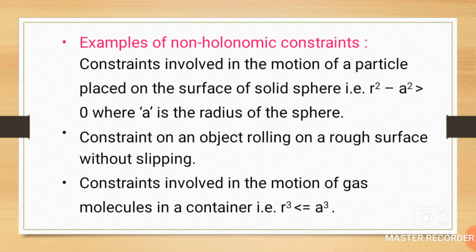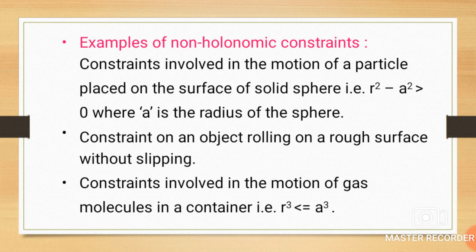If we consider a solid sphere on which there is a motion of particles, and a particle placed on the surface of the solid sphere, then this system with a constraint can be expressed in the form of an inequality, that is r square minus a square is greater than or equal to 0, where a is the radius of the sphere.